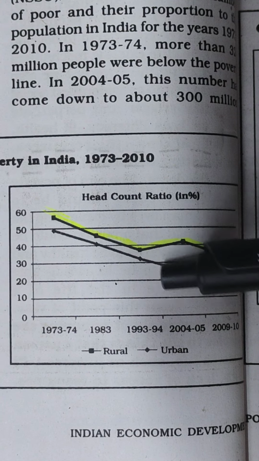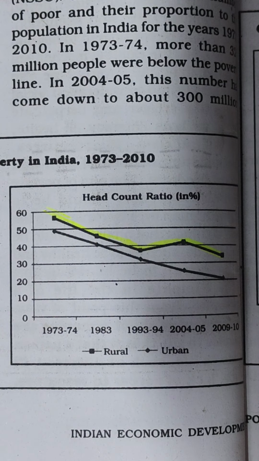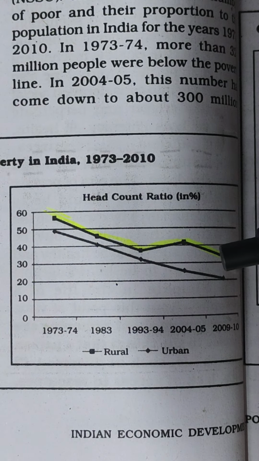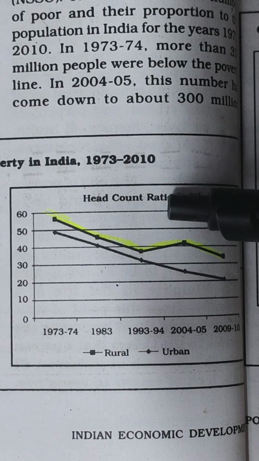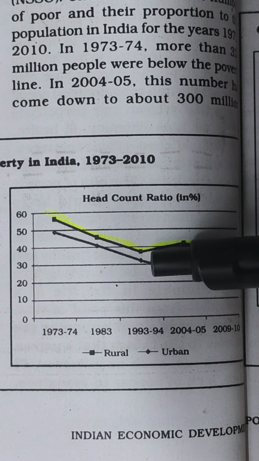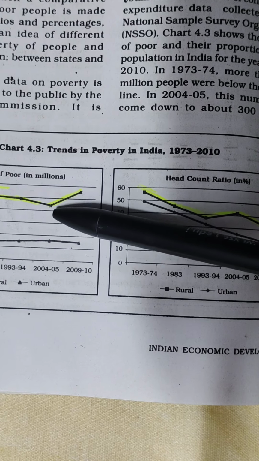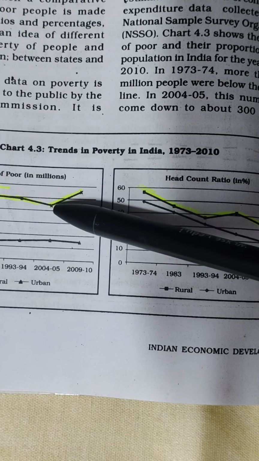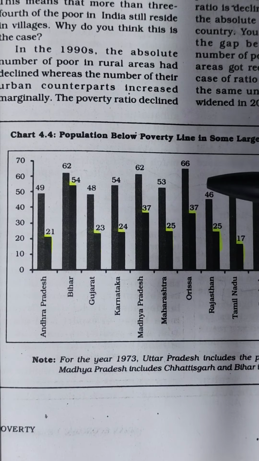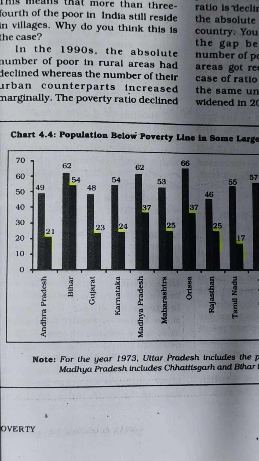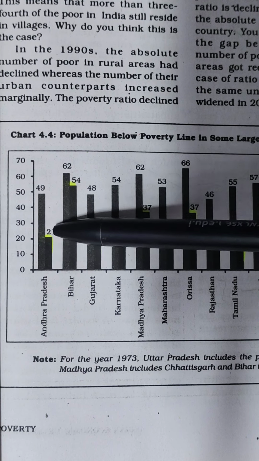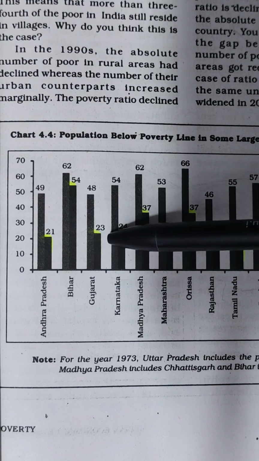But of course, it was also found that in 1973-74, more than 80% of the poor resided in rural areas. And even now, more than 3/4 of the poor in India still reside in villages. Just to demarcate rural from urban, I've put the rural in green. So in this chart, we will see population below poverty line in 1973, which is the black one, and in 2009-10, which I've shown with this green marker.